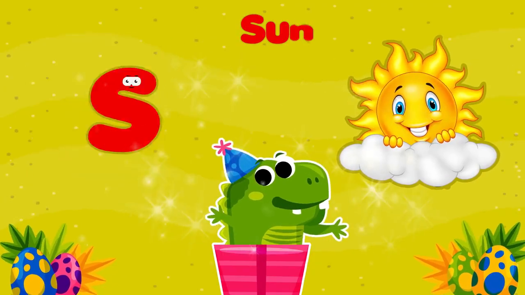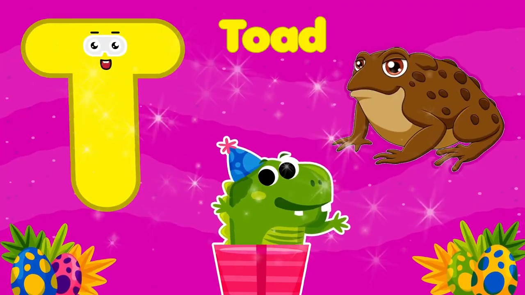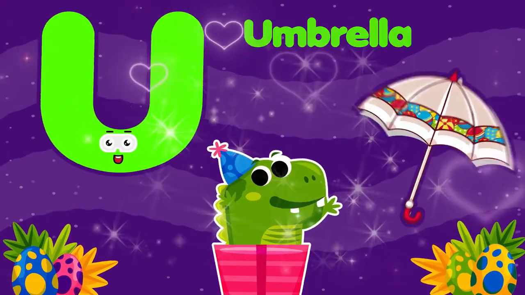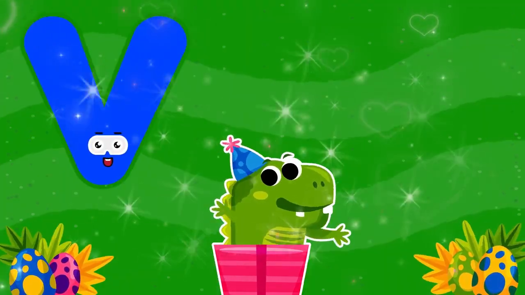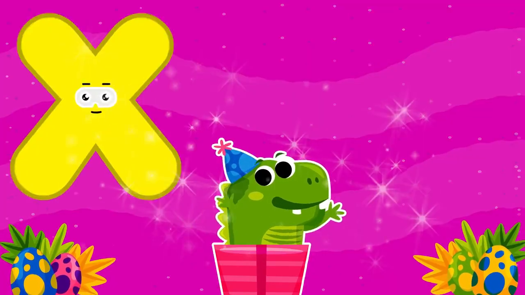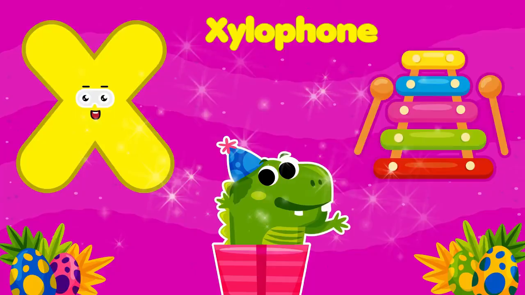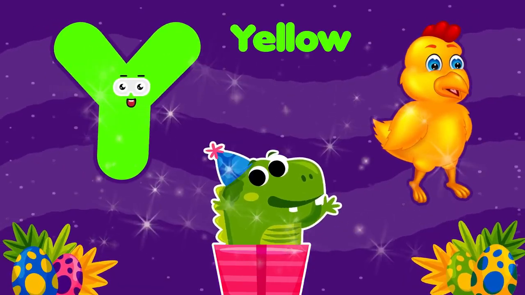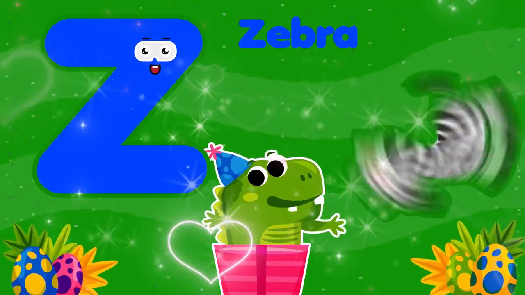S is for sun, sun. T is for toad, toad. U is for umbrella, umbrella. V is for violin, violin. W is for watch, watch. X is for xylophone, xylophone. Y is for yellow, yellow. Z is for zebra.